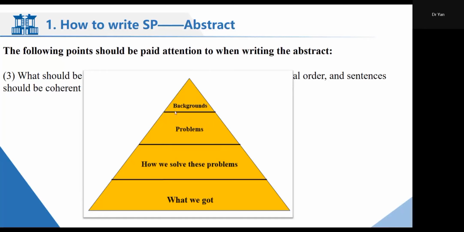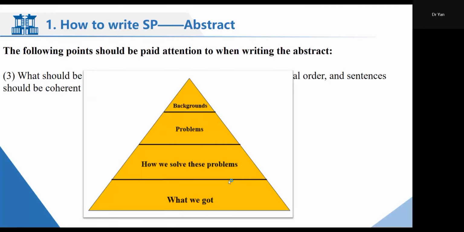Here we come up with the background, right? First, give background for the readers, and tell the readers why we're going to research this area. And then comes the problems, right? So what are the issues and problems we have found in this research, and why we focus on it.